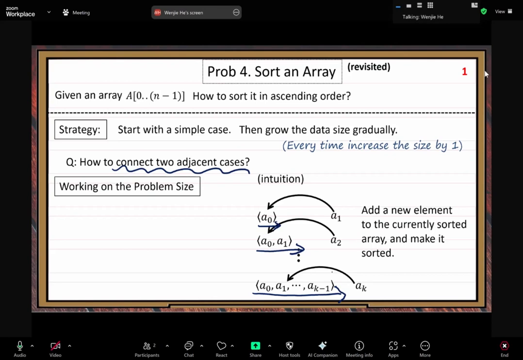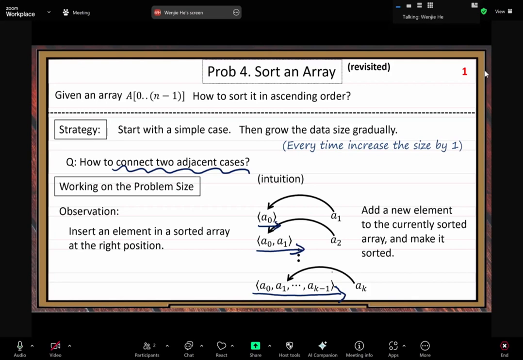So we add a new element to the currently sorted array and make it sorted. So this whole thing we are doing, you can try to understand the essence of this whole thing. So we make our observation. What we are doing is basically insert an element in a sorted array at the right position.